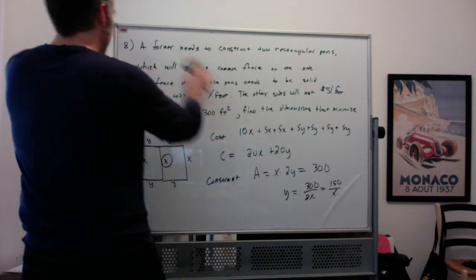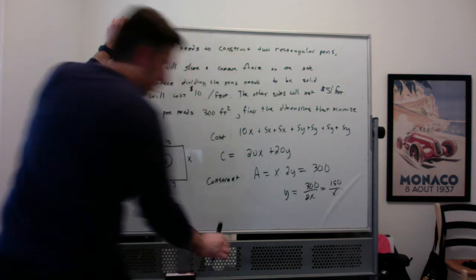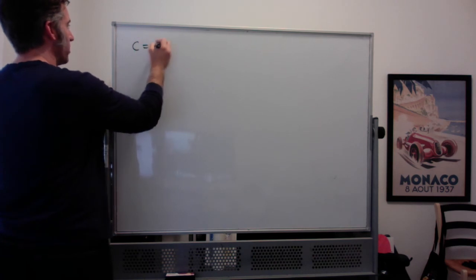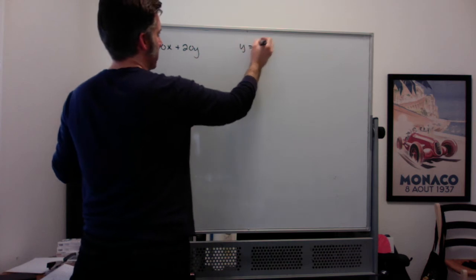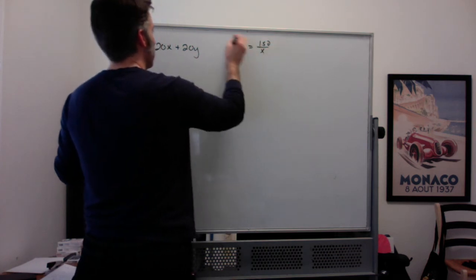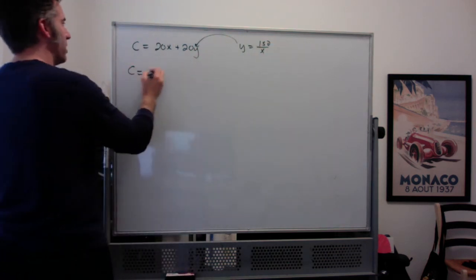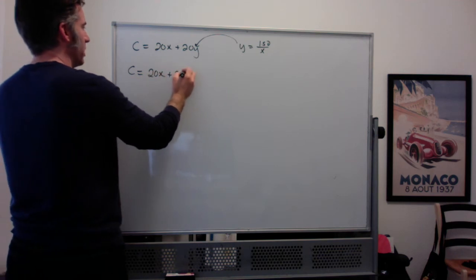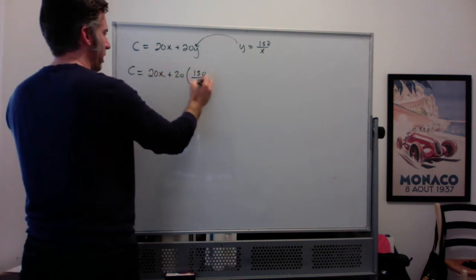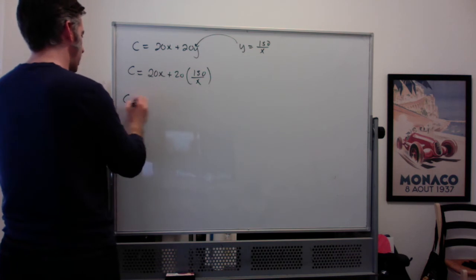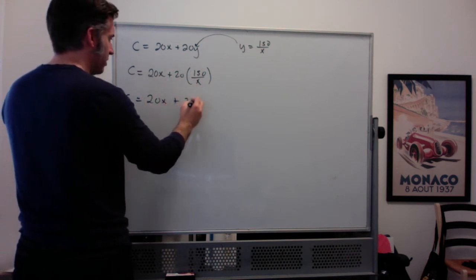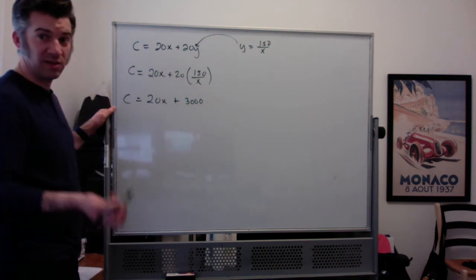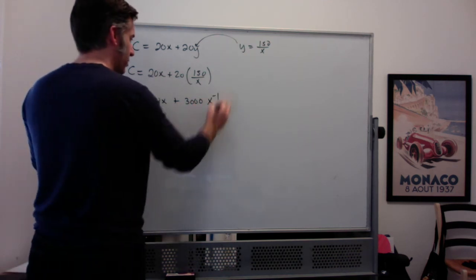So I think I can erase this. Let's just go to the other side. So plugging in for y, I had cost equal to 20x plus 20y, and I had just found that y is 150 over x. So plugging that in there, I get cost equal to 20x plus 20 times 150 over x, which is going to give me cost equal to 20x plus 3,000 divided by x. Let's write it as 3,000 times x to the negative first.